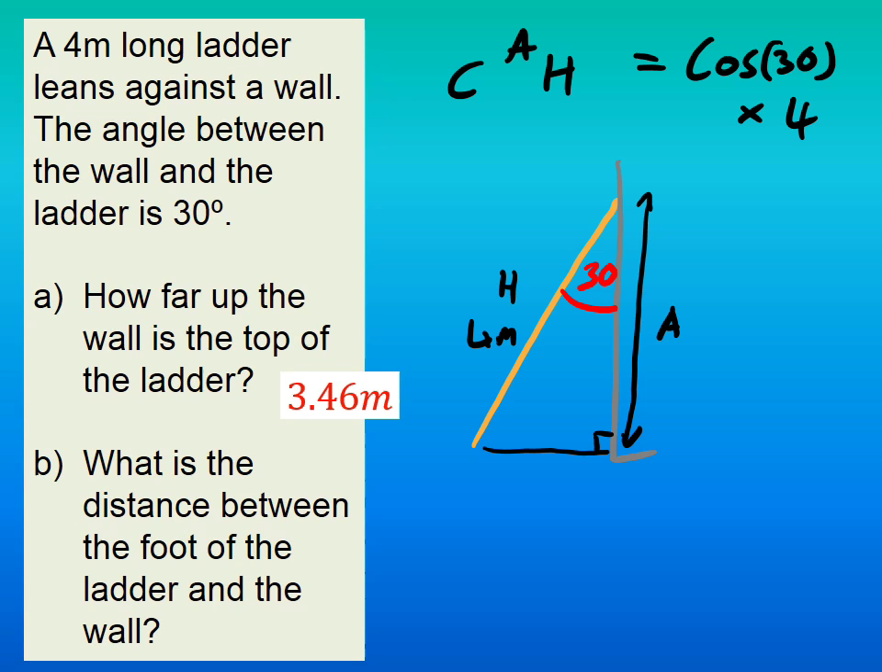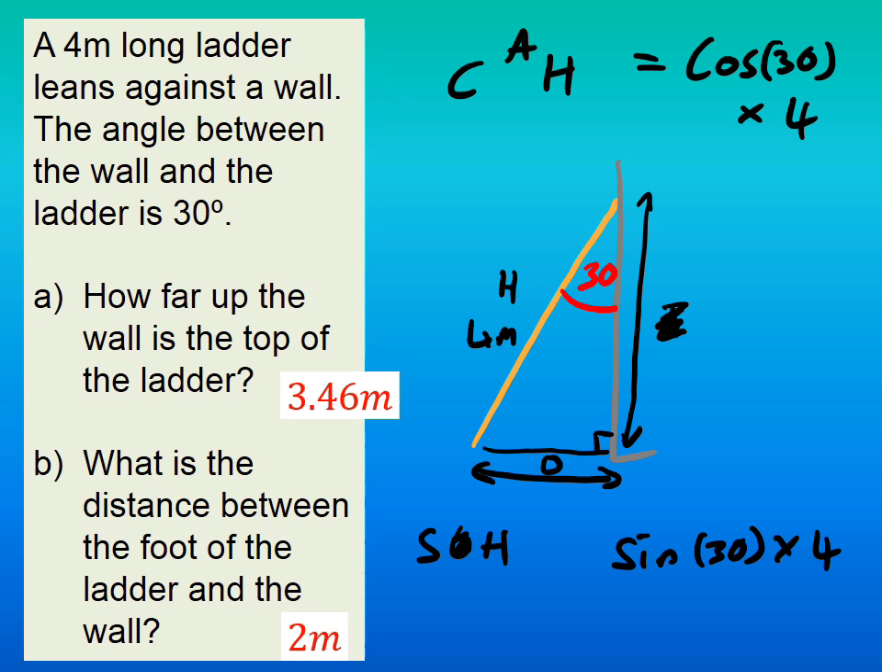Question B says, what is the distance between the foot of the ladder and the wall? Now, this time we are measuring this length, which is the opposite. So, we need to use the hypotenuse. We're working out the opposite. We're not using the adjacent, so that is SOH. And we're working out the opposite. So sine 30 times by the hypotenuse, which is 4, gives you the answer 2 meters. Make sure you're labeling the correct parts of your diagram. If your diagram is correct, the rest of the question is quite easy.